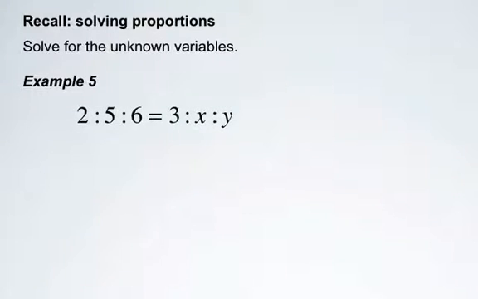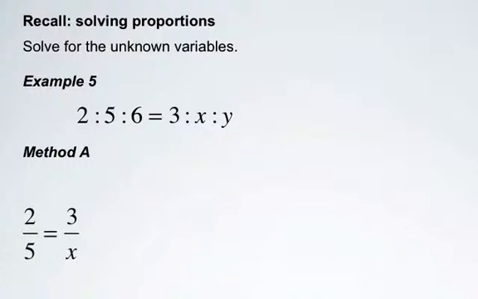In this example, what we have here is a proportion with 3 parts on each side of the equal sign. So we've got a 2 to 5 to 6 ratio equal to a 3 to x to y ratio. There's a couple of methods to go ahead and try to use to solve this proportion, to try and solve for the unknowns, and we'll take a look at method A here.